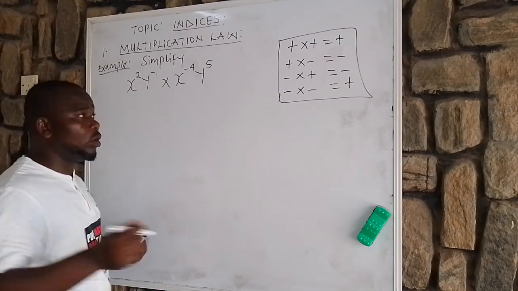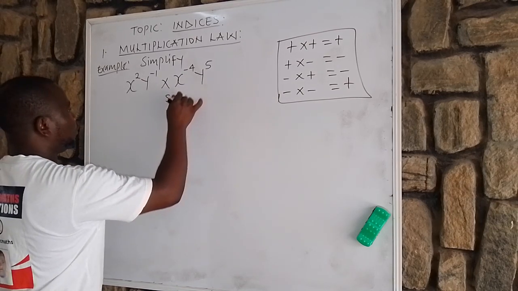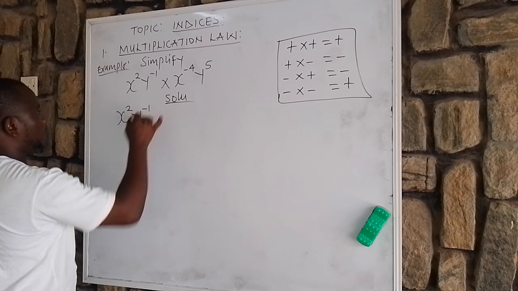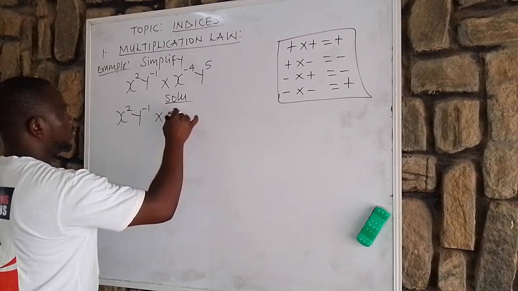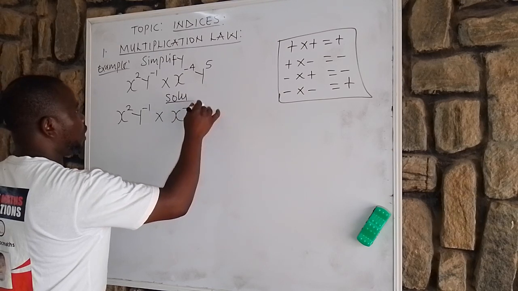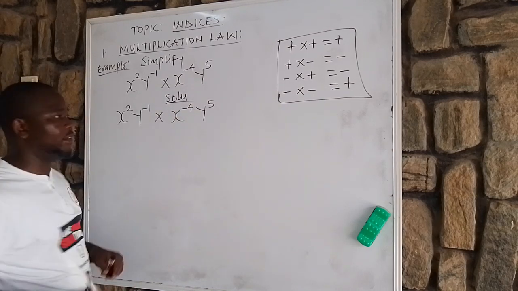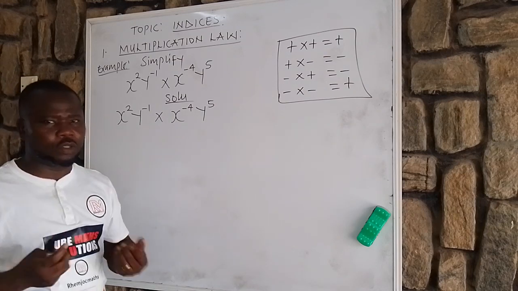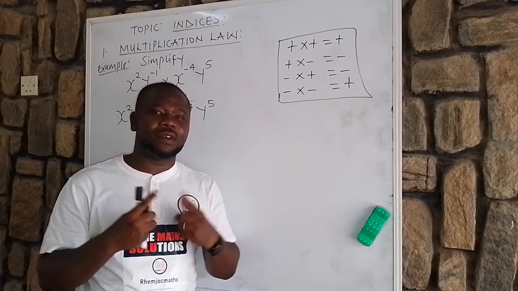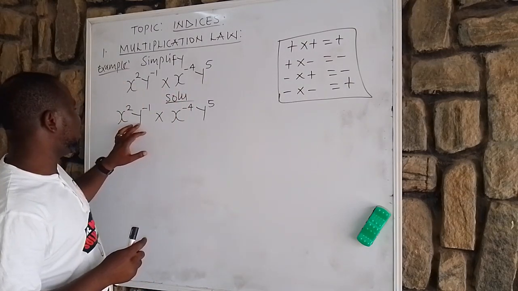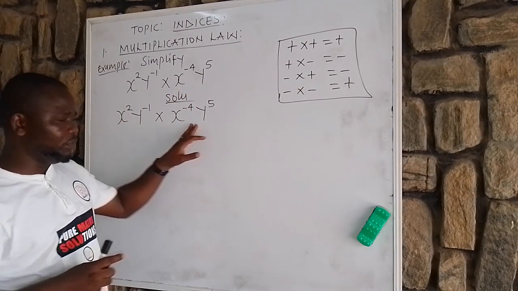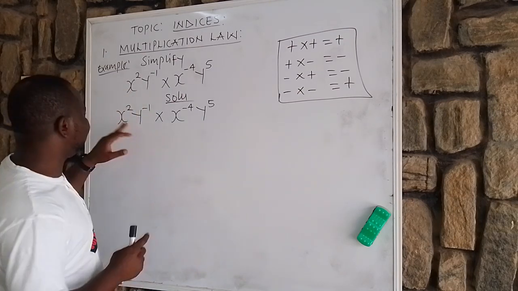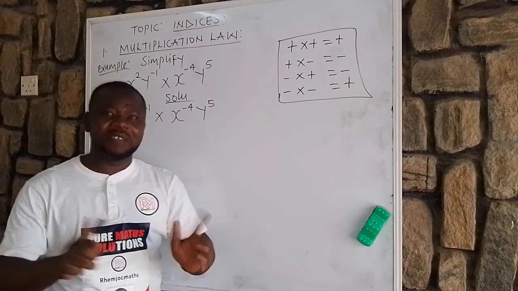So the multiplication law, sorry. So we write the solution: x raised to power 2 y raised to the power minus 1 times x raised to the power of minus 4 y raised to the power of 5. So now we are going to apply the same procedure irrespective of the bases. The same procedure. Is that clear? Even if there are 3 bases, 4 bases, the same procedure.